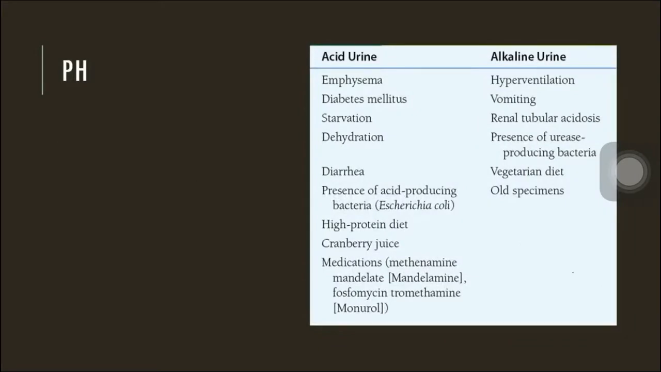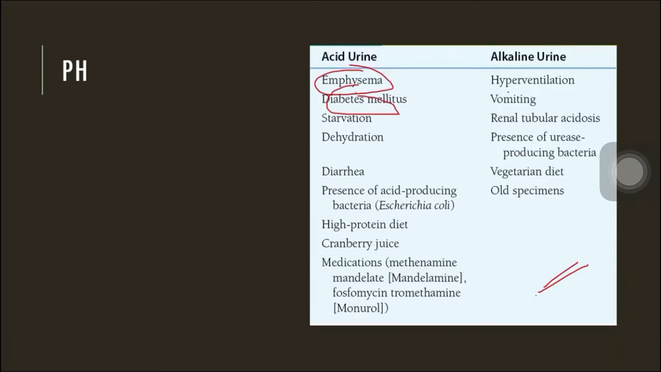Next in here, I just want to emphasize this table. Okay, if you have time to read this table, present in Strasinger, I highly recommend it because this is asked. Okay, it shows the conditions associated with acid or alkaline urine. So again, emphysema usually causes this acid-base disturbance mechanism, specifically respiratory acidosis. For diabetes mellitus, it usually causes metabolic acidosis.